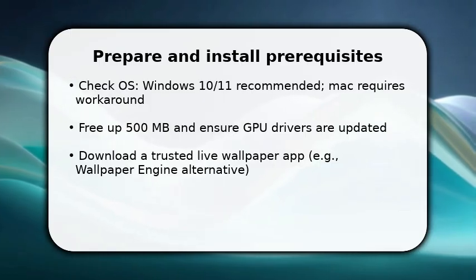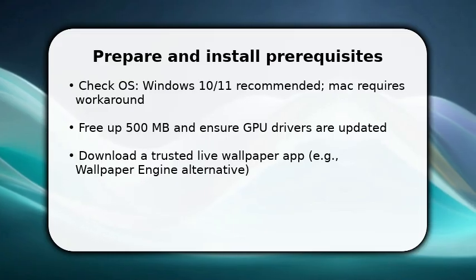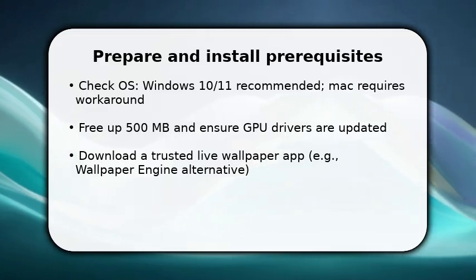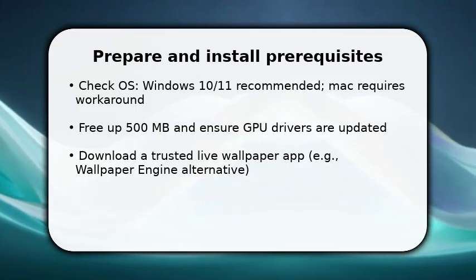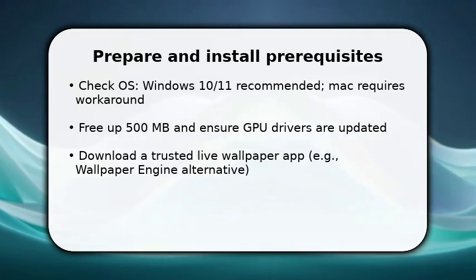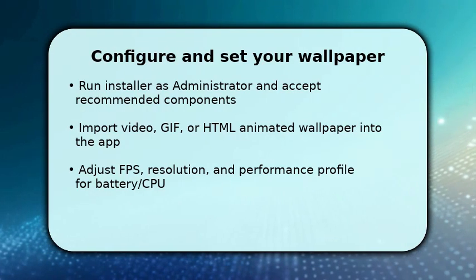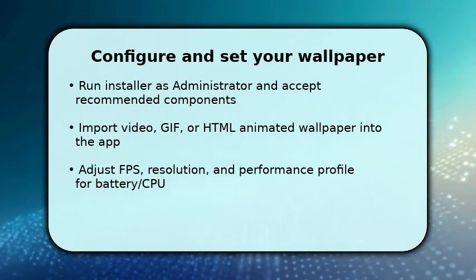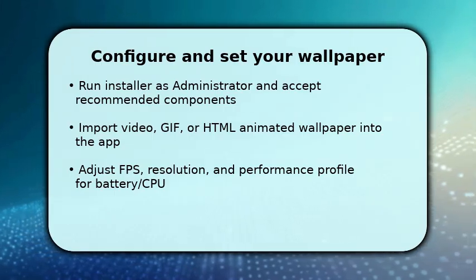Next, download a reputable live wallpaper application installer. This is the core tool that transforms videos or widgets into desktop backgrounds. Make sure you choose a version compatible with your GPU, and note any optional components the installer offers before you install. You now run the installer as administrator and follow prompts. Accept the recommended components so the app can manage rendering and updates.